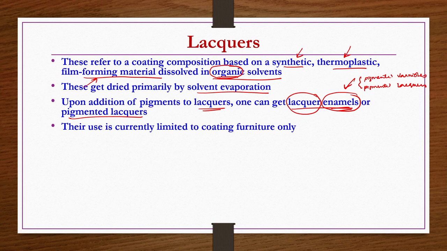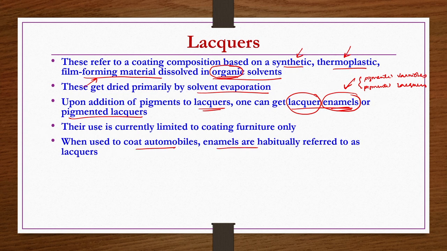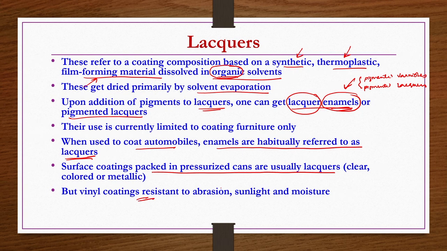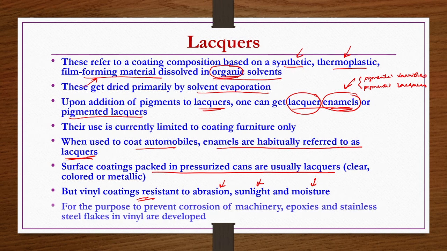Their use is currently limited primarily to coating furniture. When used to coat automobiles, enamels are habitually referred to as lacquers as well. Surface coatings packed in pressurized cans are usually lacquers. They can be clear, colored or metallic. But vinyl coatings have better resistance to abrasion, sunlight and moisture. To prevent corrosion of machinery, epoxies and stainless steel flakes in vinyl are developed. These epoxies and stainless steel flakes are also used as industrial coatings or for marine surface protection in general. We are going to discuss them anyway. So that is some information about lacquers.